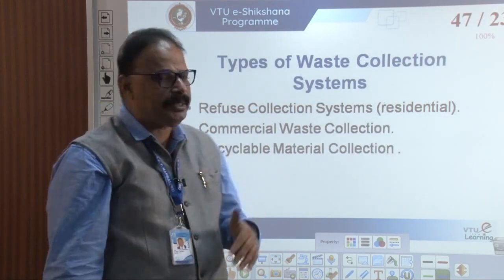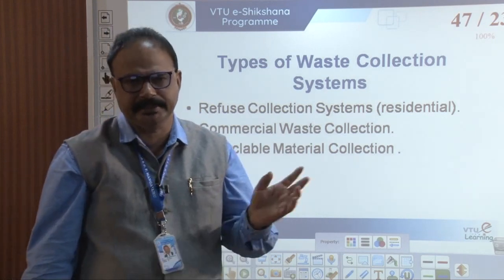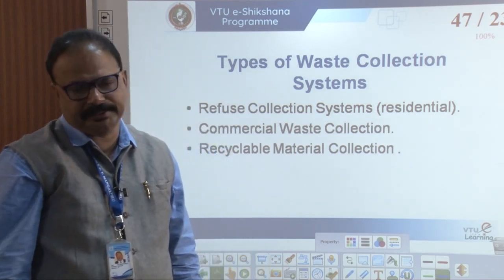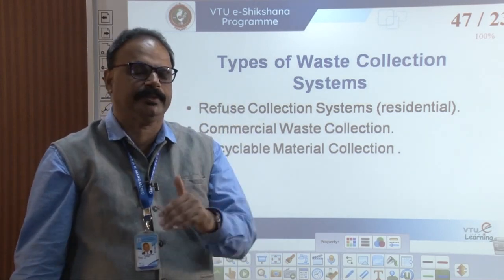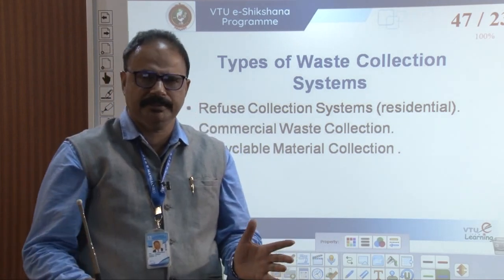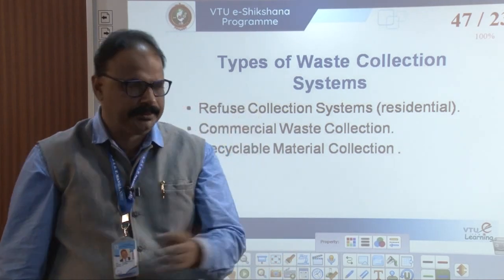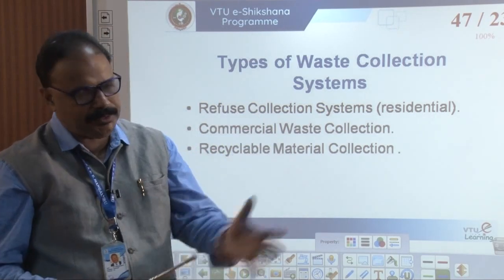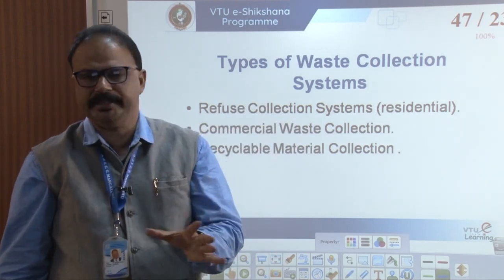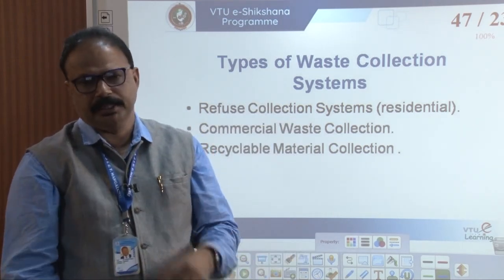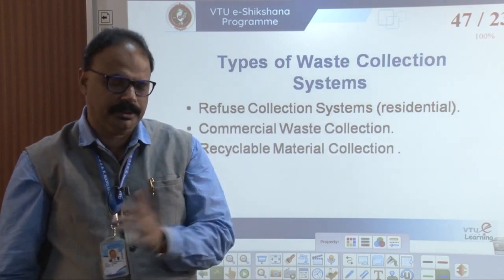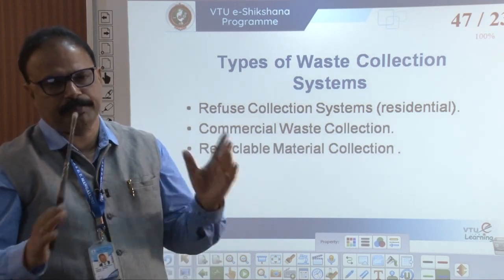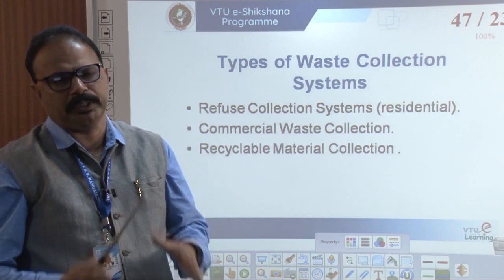Now, there are different types of collection: residential refuse collection system, commercial waste collection, and recyclable collection. Three types of collection are there. From the residential, you have to collect from households, it may be apartments, villas, layouts. It is majorly food waste and dry waste. Commercial waste collection is from all the cities, public properties, government or private, commercial, parks, hotels, everything.